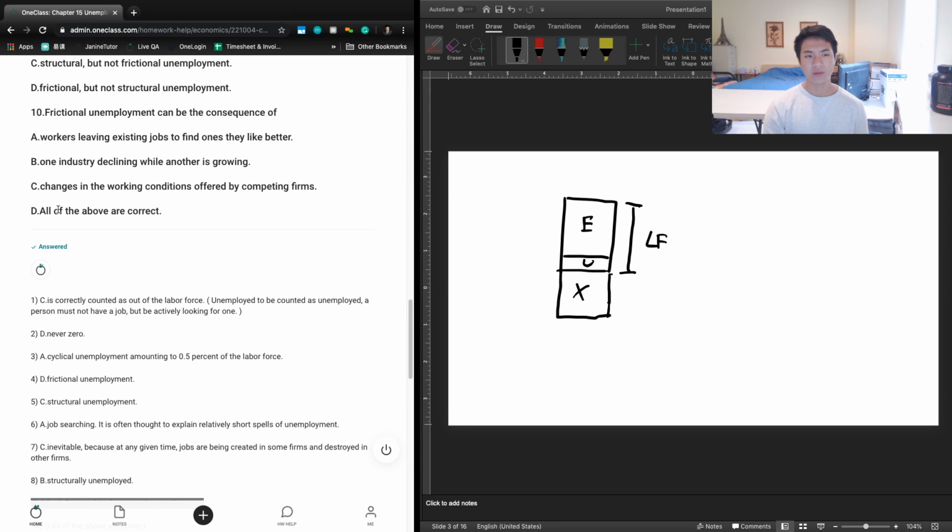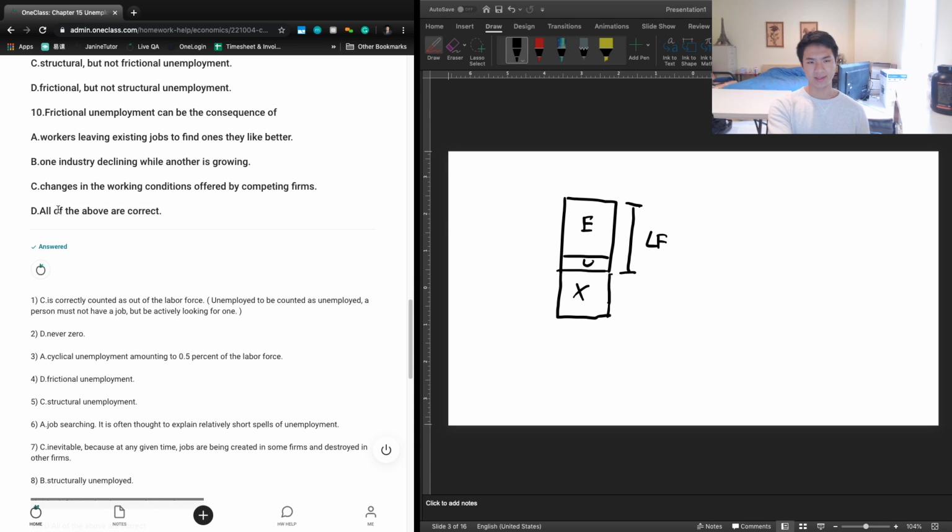And finally 10, frictional unemployment can be the consequence of A, workers leaving existing jobs to find ones they like better. B, one industry declining while another is growing. C, changes in the working conditions offered by competing firms. D, all of the above are correct. And so, this is again talking about the job search process. And again, all three of these are good reasons in which one worker would find frictional unemployment to be attractive because they're trying to find the best jobs that are suited to their interests and skills.